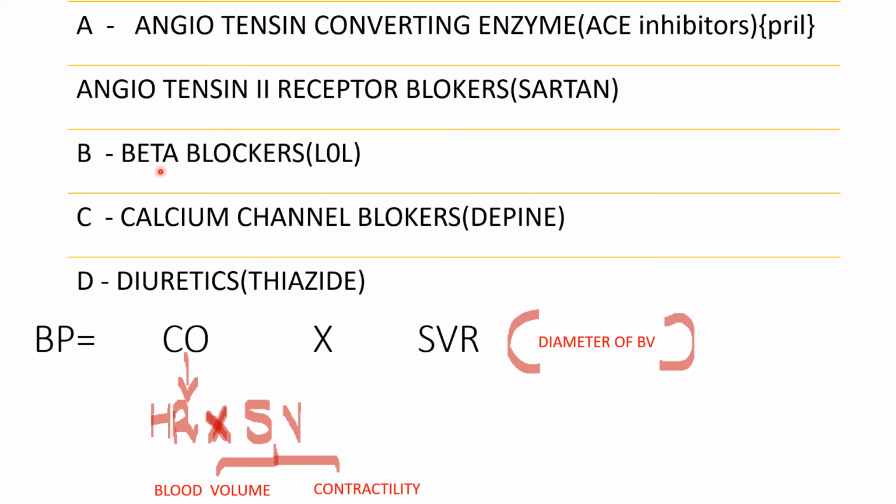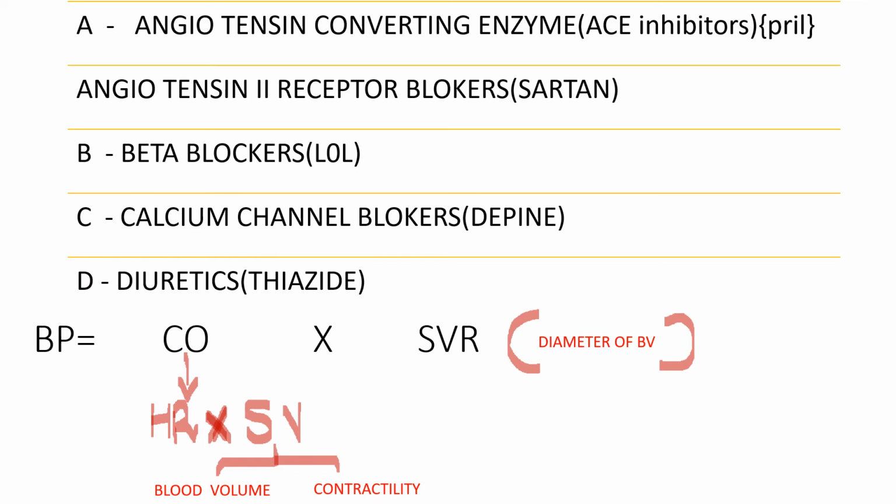Beta blockers stop the heart from beating so fast. So what happens if it stops the heart from beating so fast? Heart rate decreases. As you know, cardiac output is the product of heart rate and stroke volume. If the heart rate decreases, cardiac output decreases. So the BP also decreases.